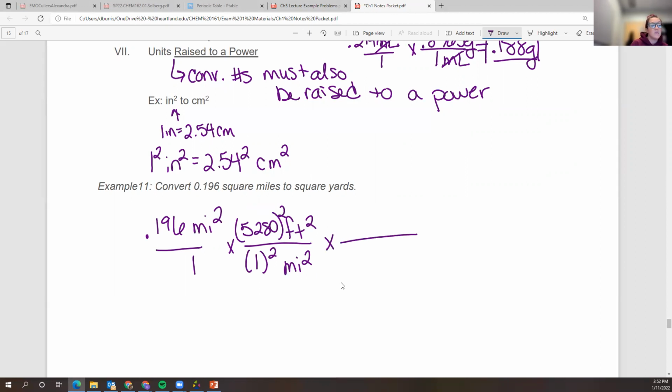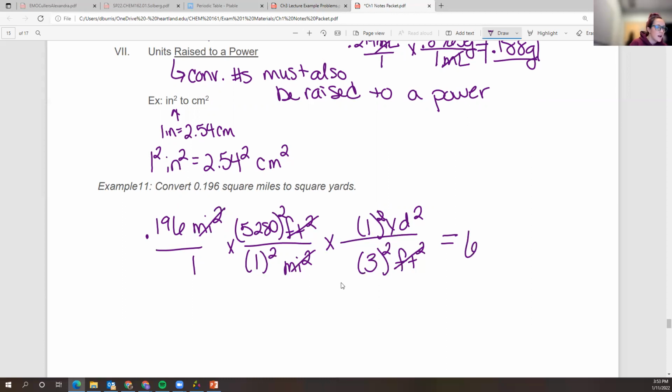Okay, now I can do the same thing with feet to yards. Square feet to square yards. Yards squared. I know that there are 3 feet in a yard, so there are 3 squared feet in a square yard, and now I can do my math, right? All my units cancel out. Square miles, square feet, and I'm left with square yards. Now, 1 squared is just 1, so you can ignore those. So I'm just going to do 0.196 times 5,280 squared divided by 9, which is 3 squared, right?